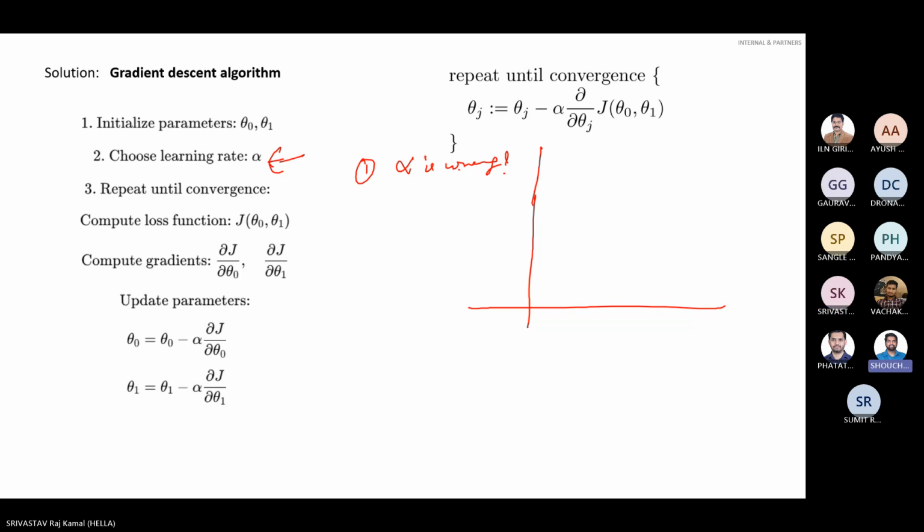Find if the alpha is too high. But we can't keep alpha too high practically because it takes too much computation. Just the reverse of that: if alpha is small, that's too much computation. If alpha is large, we might miss local minima, right? Yes, sorry.